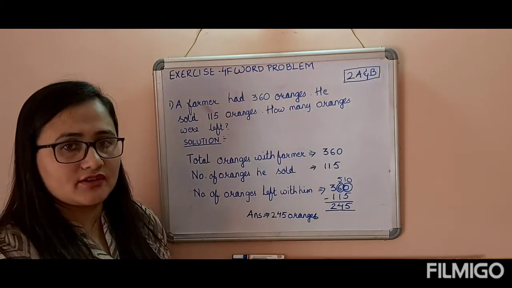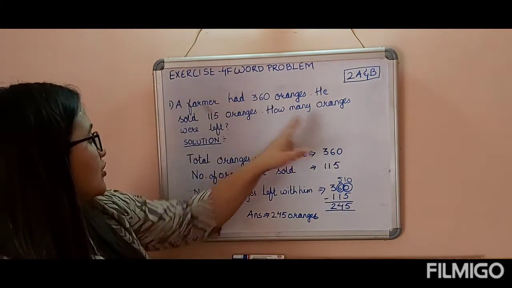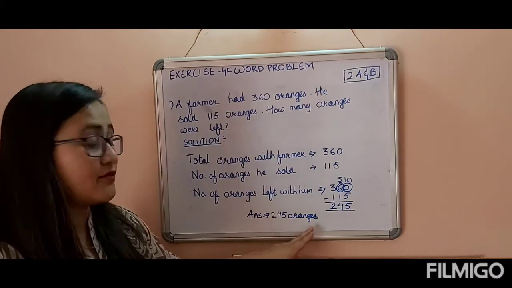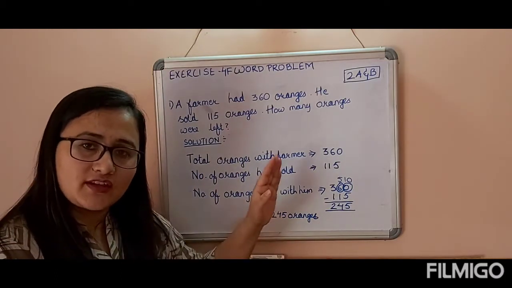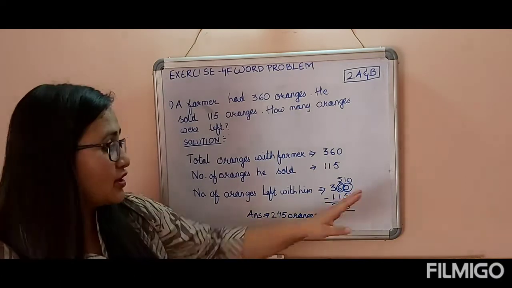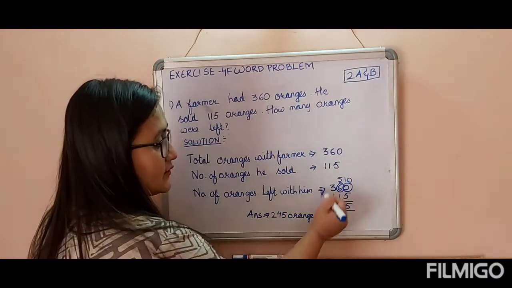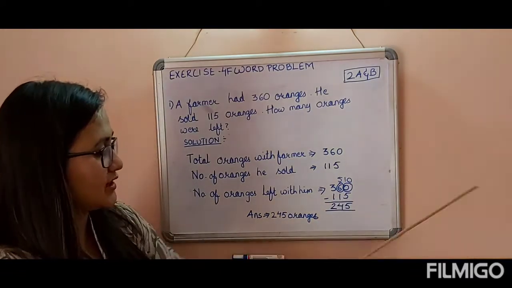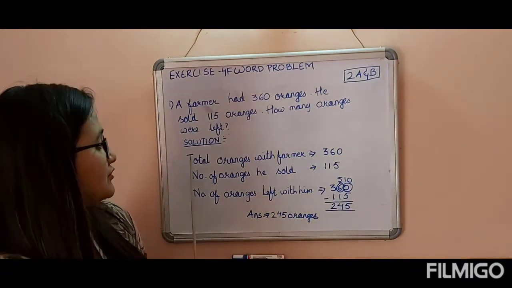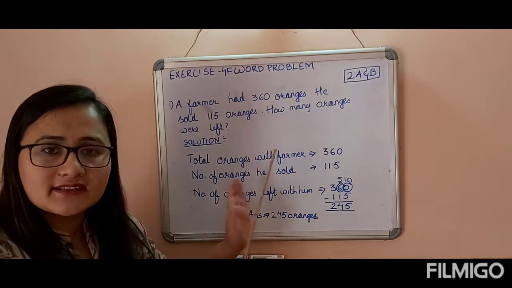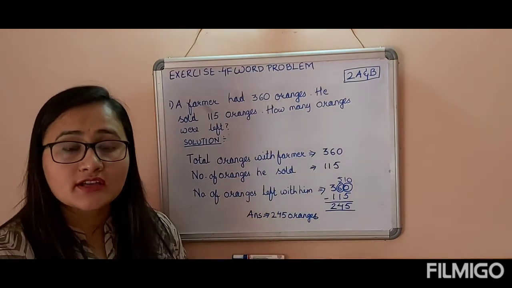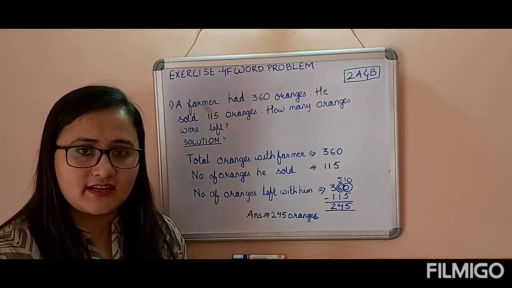245 oranges. So your answer is, how many oranges were left? 245 oranges were left. So this way you will do the word problem. You will not straight away do this step. You have to first write the statement. Writing the statement is very necessary because you will get step-by-step marks for all the statements in your exam.